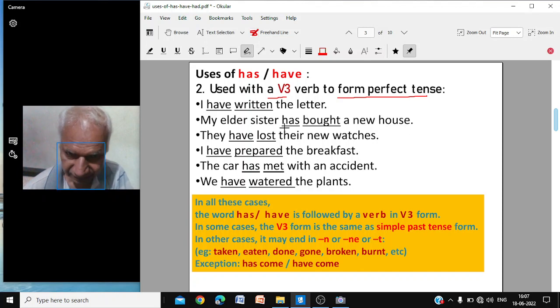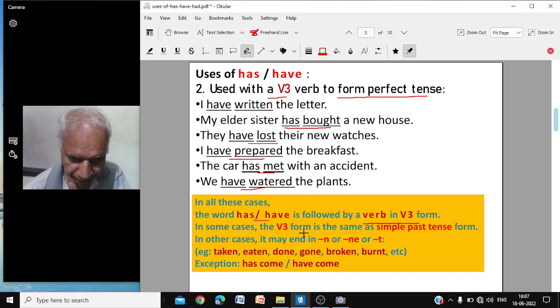My elder sister has bought a new house. Has bought, has followed by a V3 verb. They have lost their new watches. Have lost. Have followed by a V3 verb. I have prepared the breakfast. Have prepared. The car has met with an accident. Has met. Has followed by V3 verb. We have watered the plants. The word has or have is followed by a V3 verb.